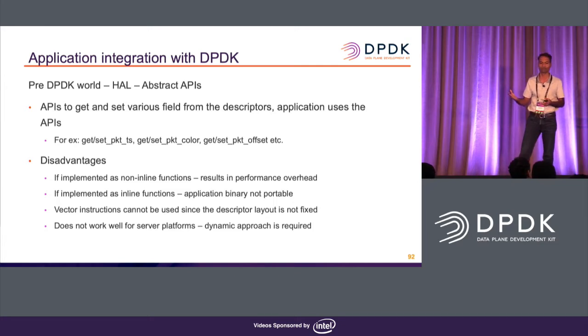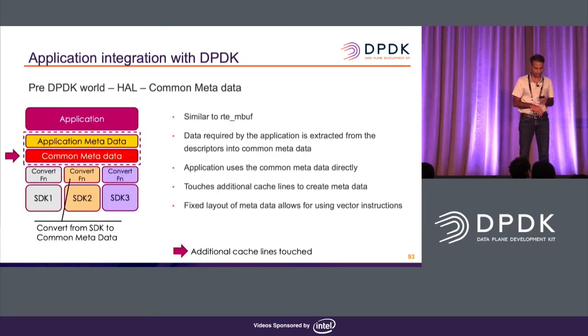I also think it doesn't work so well on server platforms where you don't know what kind of NIC you are going to have in your system. So I feel a more dynamic approach is required in this case. To address some of these issues, some of the applications came up with common metadata. This common metadata is the metadata that the application wants from the NIC device. This is very similar to the concept of RTE-MBUF in DPDK.